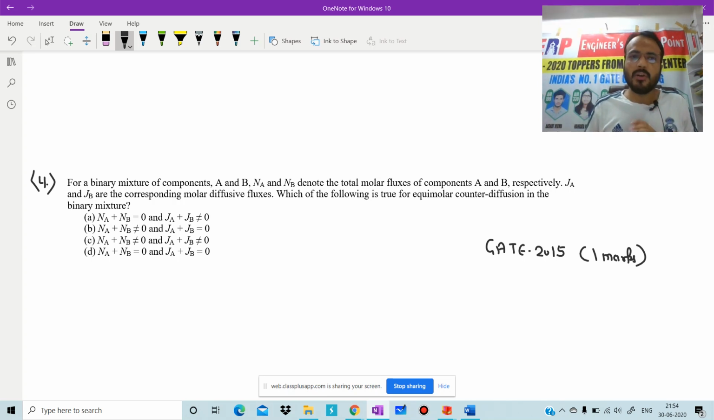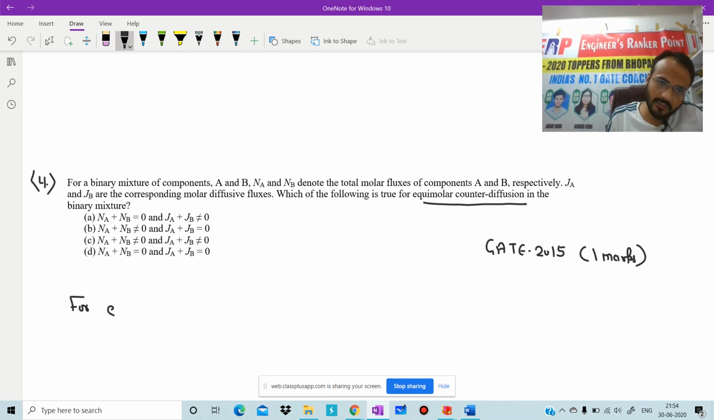For a binary mixture of components A and B, I need your answer in your comment box. Go fast. First read the question carefully. For a binary mixture of components A and B, NA and NB denote the total molar fluxes of components A and B respectively. JA and JB are the corresponding diffusive fluxes. Which of the following is true for equimolar counter diffusion? We have already done it for equimolar counter diffusion.